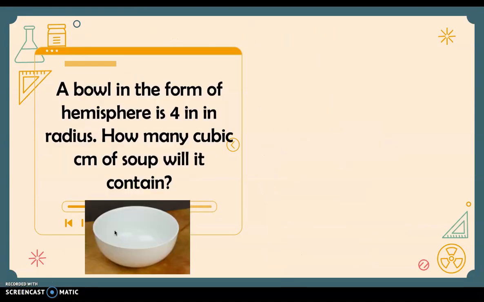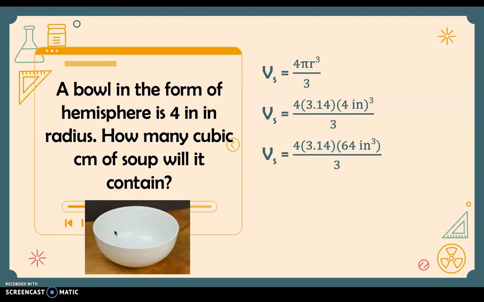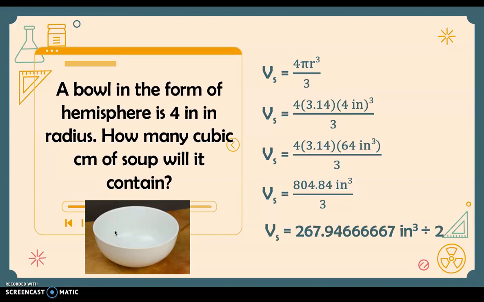Next, we have here a word problem. A bowl in the form of a hemisphere is 4 inches in radius. How many cubic centimeters of soup will it contain? Okay, so using the formula for the volume of a sphere, we have 4 pi r cubed divided by 3, substitute the given. The radius is 4 inches, then you cube it. So we have 4 times 4 times 4, you have 64 cubic inches, then multiply by 3.14 and 4, we have 804.84 cubic inches. Then we divide by 3, we have 267.94667 cubic inches. Then we divide by 2 since it's only a hemisphere.